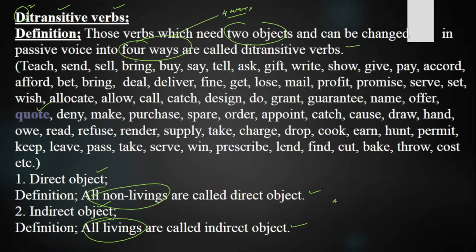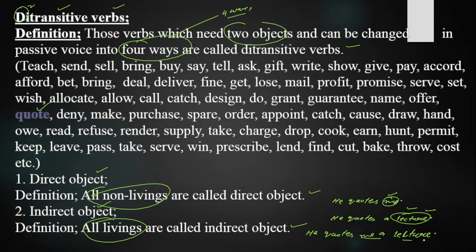Suppose I say, he quotes me. Now you cannot just say he quotes me, or he quotes a lecture. Now whom does he quote a lecture? So for that, indirect object and direct object both are necessary. So we will write it in this way: he quotes me a lecture. Now the meaning is clear: he quotes whom?